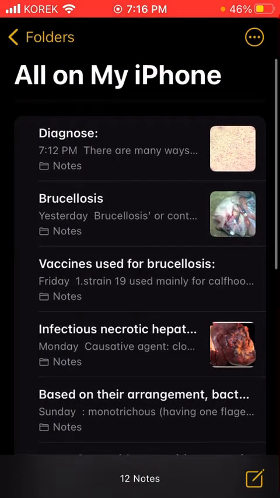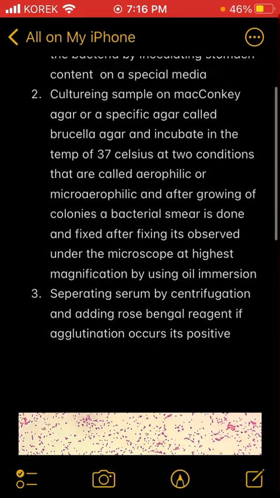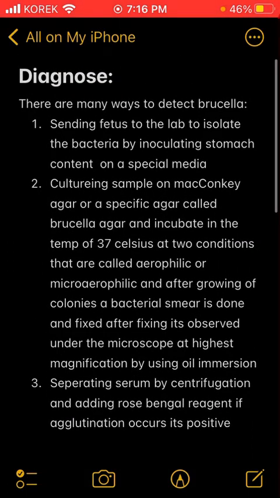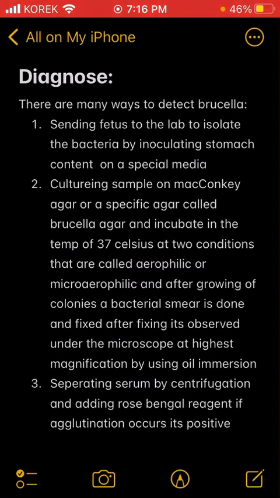Now we go to diagnosis. How is Brucella diagnosed? We have three main ways of diagnosing, or detecting, Brucella. First, sending a fetus to the lab to isolate the organism, or bacteria, in a cool box, in cold conditions. Stomach contents are taken and inoculated on special media. After that, it's incubated, of course, and we see the results.